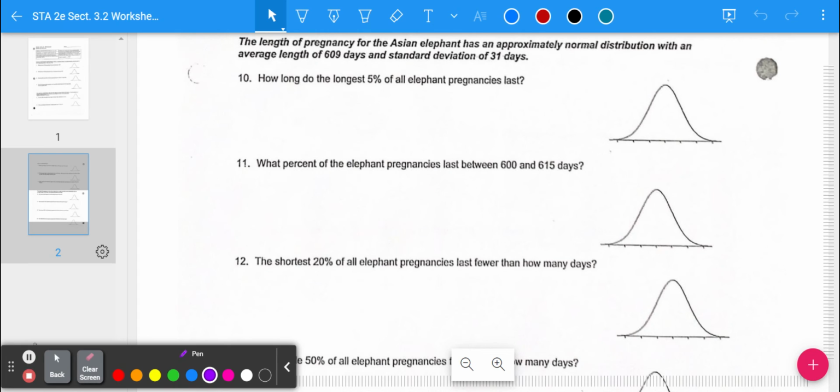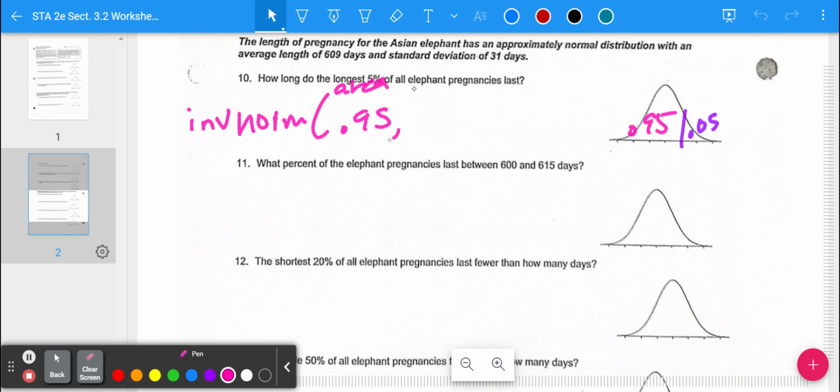For number 10, we have the length of a pregnancy for the Asian elephant has an approximately normal distribution with an average length of 609 days and a standard deviation of 31 days. So how long did the longest 5% of all elephant pregnancies last? Well, the longest 5% will be up here, but remember, for z-scores, we have to run the area of everything below. So we'd run an inverse norm. My area will be 0.95. The mean in this case is 609, and my standard deviation is 31. Well, when you run this, you get the length of the pregnancy would be 660 days.